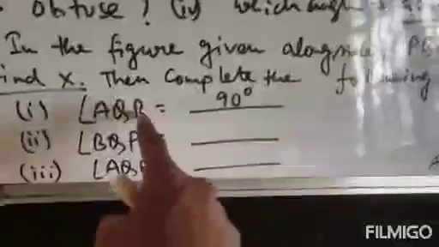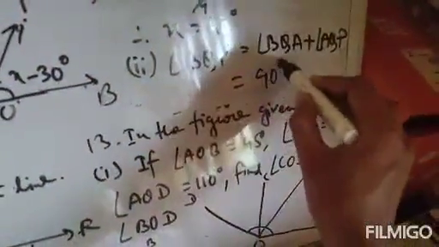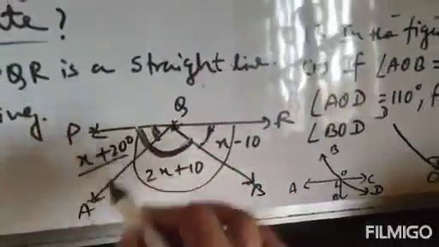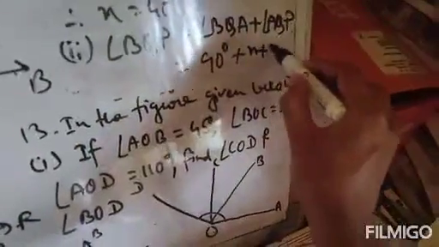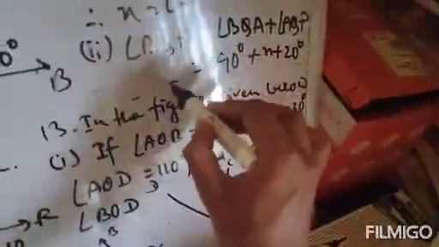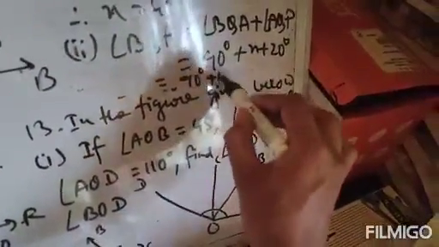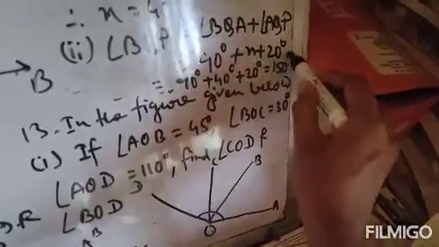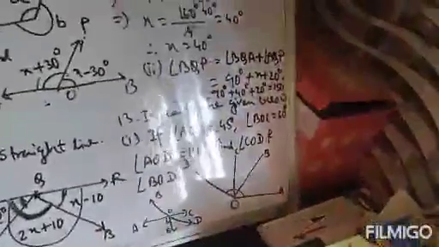So BQA, that means this part. BQA is already 90 degrees, so put 90 degrees. And AQP means x plus 20 degrees. Now x is 40 degrees, so put x as 40 degrees, and this is 20. So 40 plus 20 is 60, and 60 plus 90 is 150 degrees. 150 degrees is the answer.